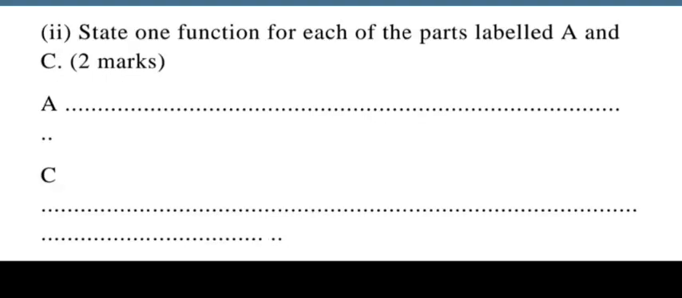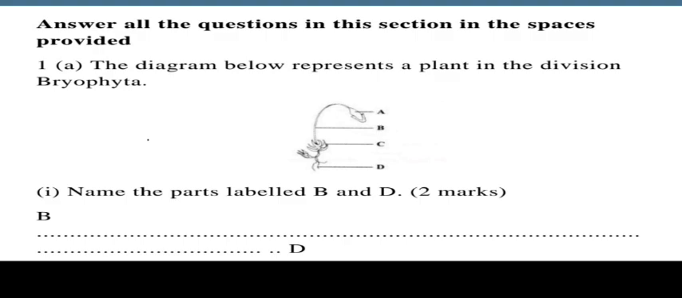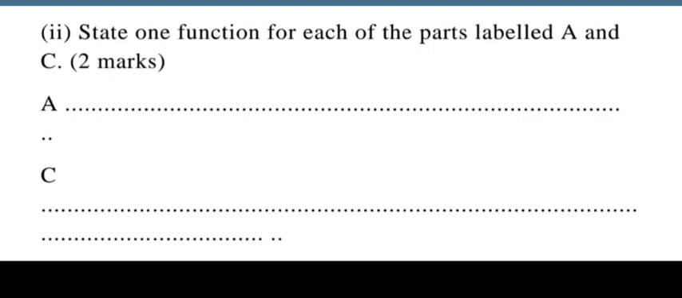Then Roman numeral number 2 is saying, state one function for each of the parts labeled A and C. So as you can see here, I'm saying that A is the spore case. Okay. Then as for C, it is the main axis or the leaf-like structure. Now they are asking us the function. So what is the function of A?